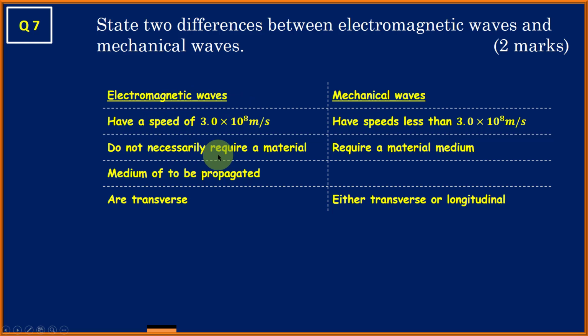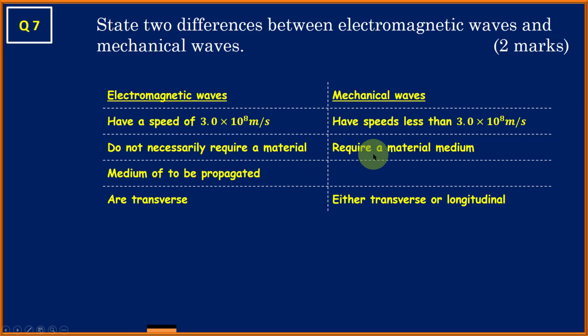Electromagnetic waves do not necessarily require a material medium in order to be propagated. Now, what does this mean? Take, for example, light. Light can travel through vacuum where there is no material medium. It can also travel through water or even glass, and these are material media. So you can see it can travel in a material medium. It can also travel in a vacuum.